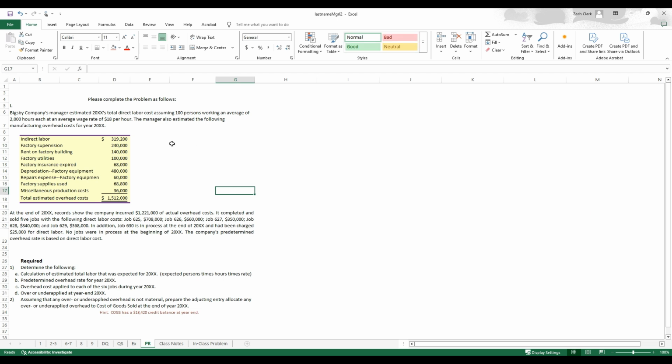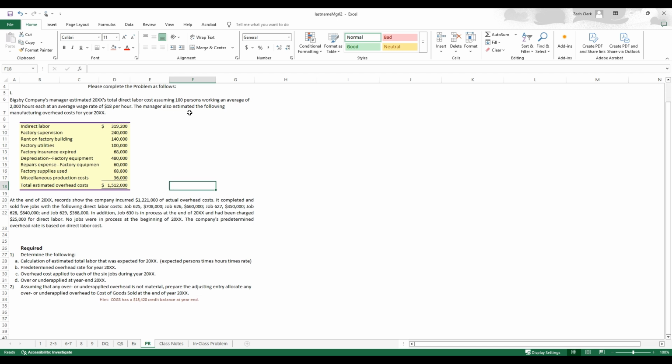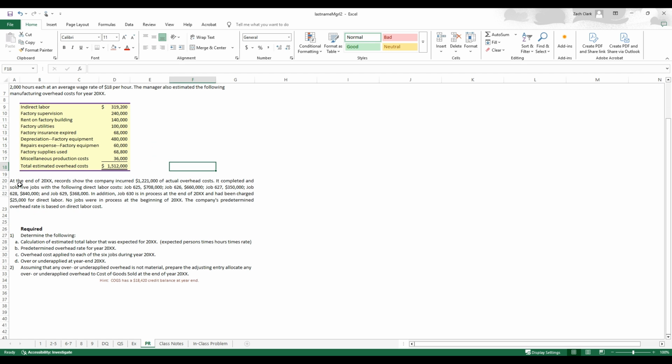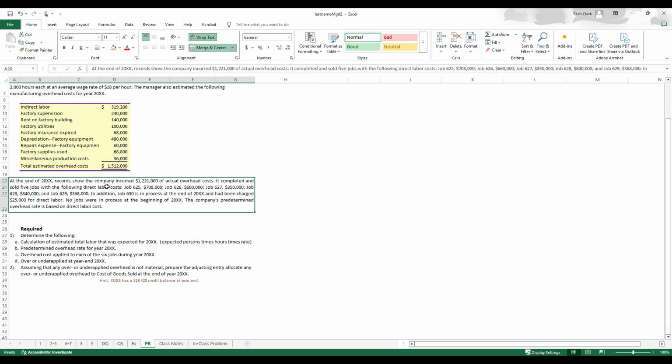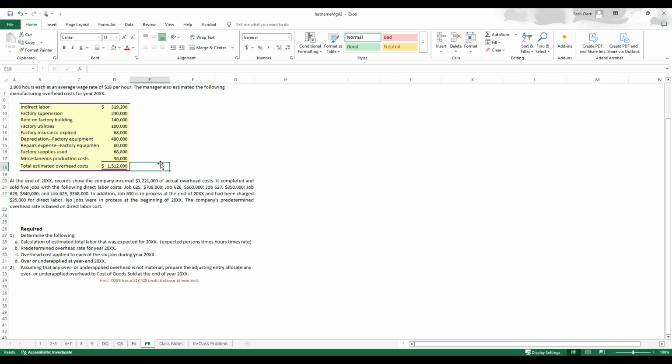Okay, so we've got a bunch of information here for overhead, and this is estimated overhead. So this is our total annual estimated overhead costs, I should say. And let's see, we've got an estimate for total average actual direct labor up here. Okay, at the end of the year, records show the company incurred $1,221 of actual overhead costs, right? So I'm just going to put that in here just for the heck of it.